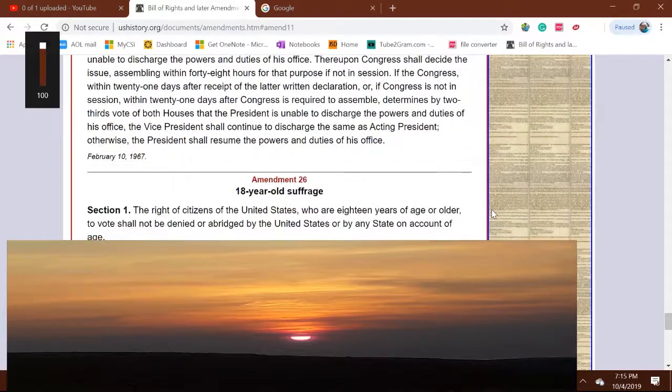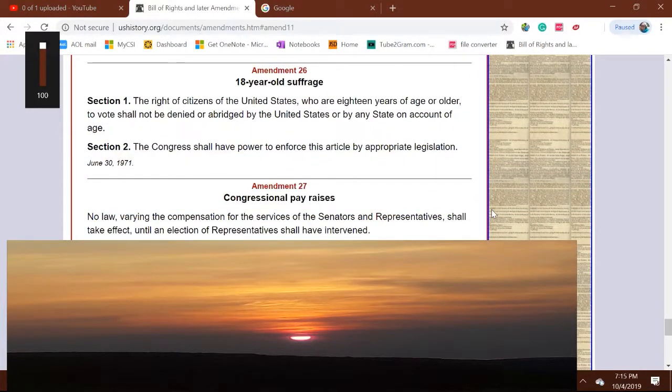February 10th, 1967. Amendment 26, 18-year-old suffrage. Section 1. The right of citizens of the United States who are 18 years of age or older to vote shall not be denied or abridged by the United States or by any state on account of age. Section 2. The Congress shall have power to enforce this article by appropriate legislation.